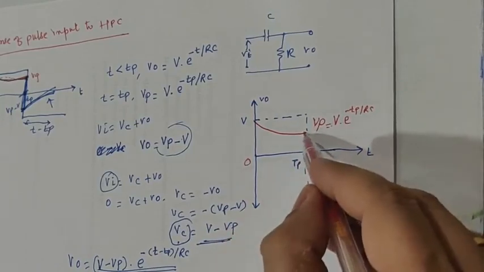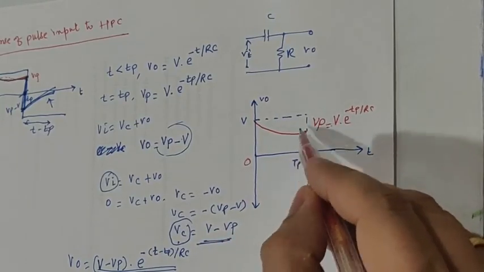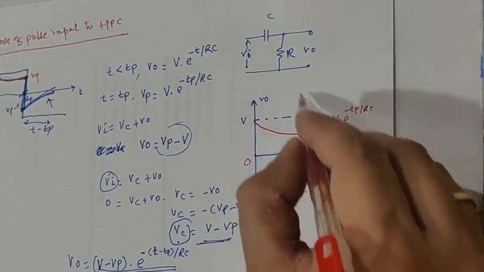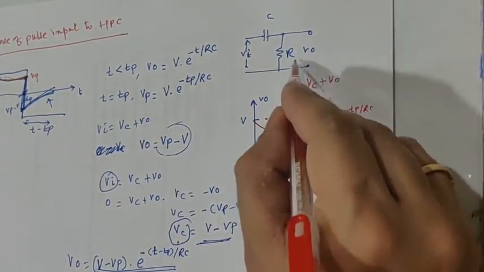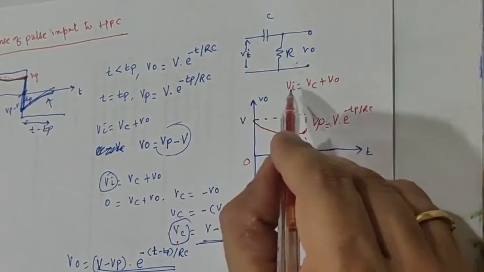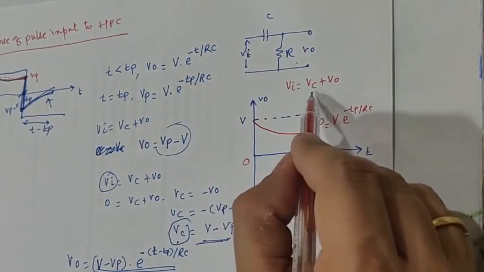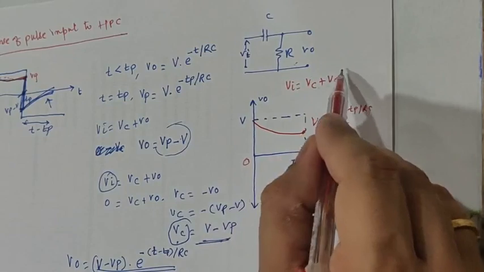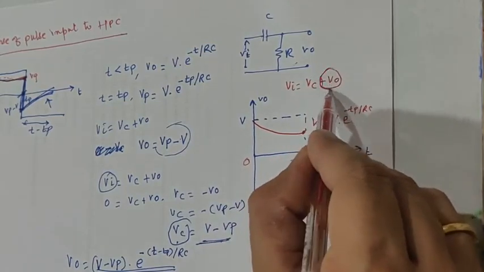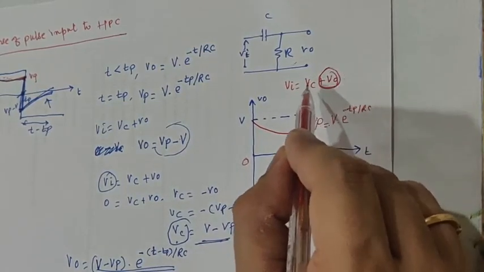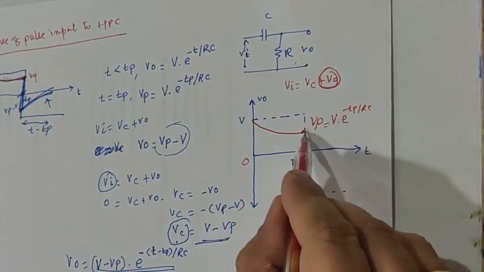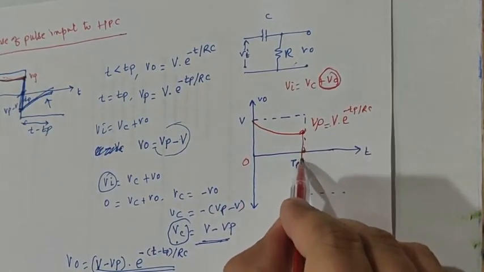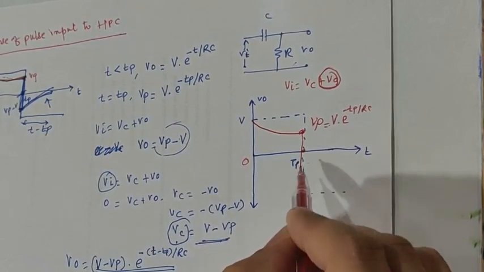Now at this point your input falls by amount V, and the equation is Vi is equal to Vc plus V0 for this particular circuit. But Vi has fallen by V, but Vc cannot instantaneously change, and therefore who needs to change? V0 needs to change. So output will change by the amount V now. It will fall by the amount V.